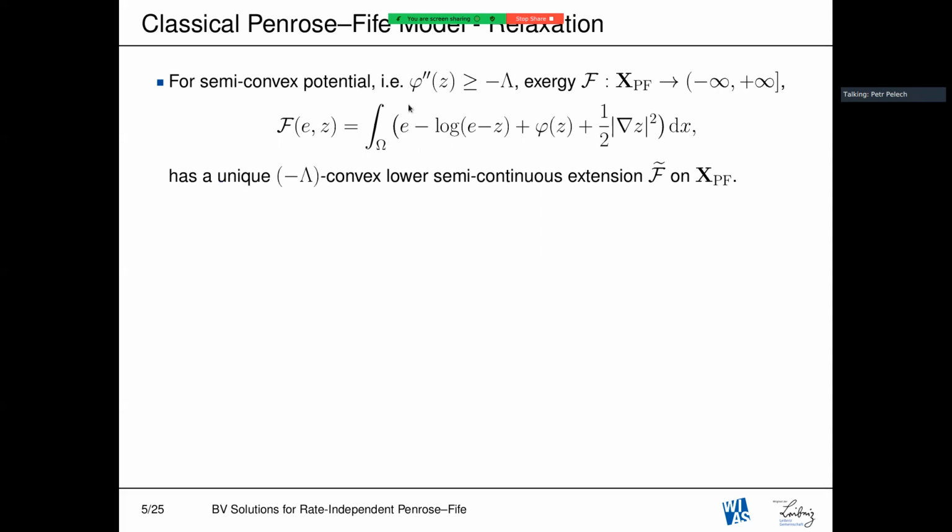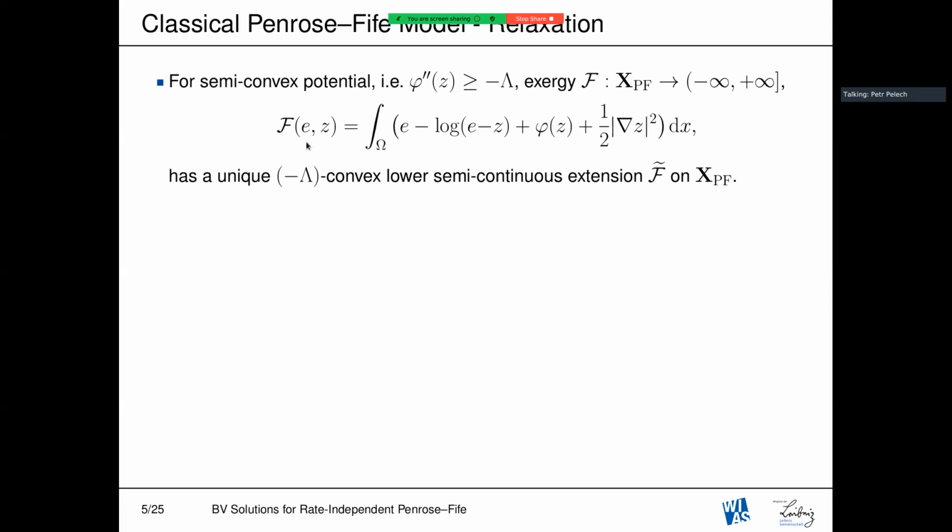However, this function is not lower semi-continuous with respect to the viscous topology. This was the H1 star times L2. So what we can use is that if the phase field potential is semi-convex, which means if you have the double well, at this point there is no kink.